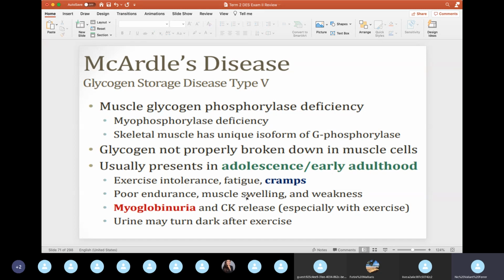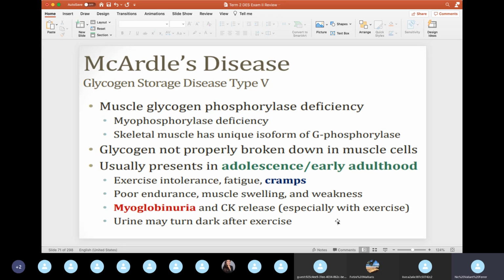So what can we see? Fatigue and cramps after physical activity. In the vignette, we're going to say the patient has cramps, fatigue, exercise intolerance. Think about McArdle's. If you look at the lab, you have myoglobinuria from the breakdown of the muscles, and you have a CK release with exercise.